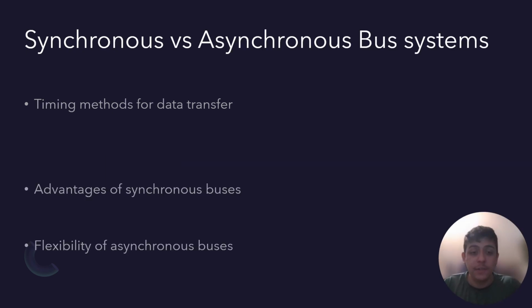All right, so now we have synchronous versus asynchronous bus systems. System buses can operate using either synchronous or asynchronous communication methods. A synchronous bus uses a shared clock signal to coordinate data transfers between system components. Because every operation follows the same clock timing, synchronous buses can transfer data quickly and efficiently, making them common in many computer systems.